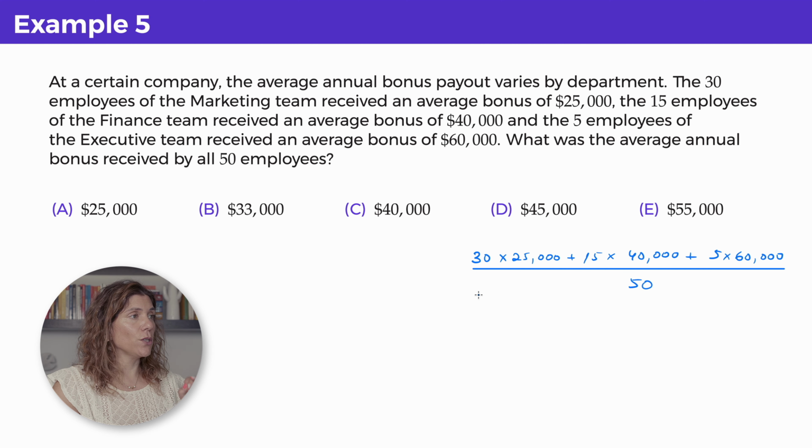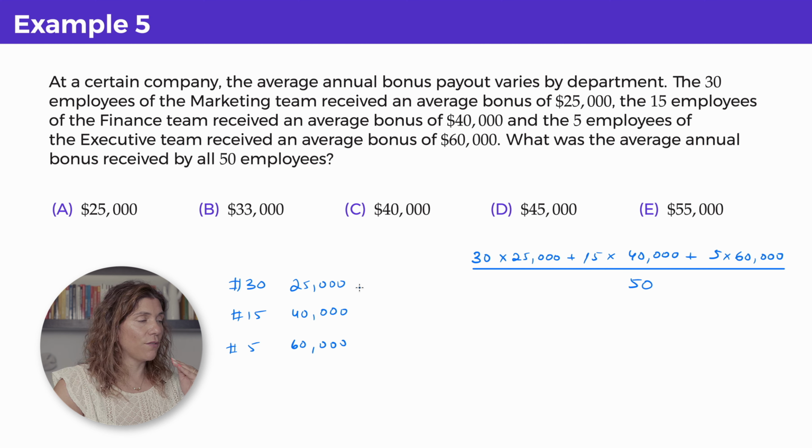However, let's use smart guessing. You have 30 people receiving 25,000. You have 15 people receiving 40,000. And then you have only 5 people receiving 60,000. You have more than half of the people receiving 25,000. So this means that this value is pulling the average toward 25. So the result must be closer to 25 than to 40 or 60.